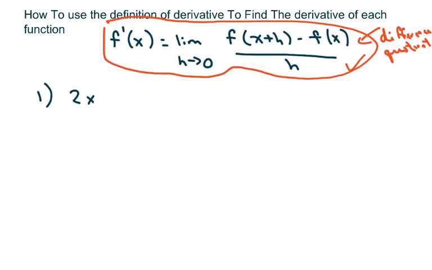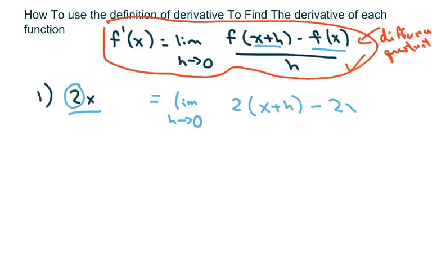So we're going to write this, and then you're going to write this equals the limit as h approaches a very small number, gets closer and closer to 0, and you're going to write your 2 and then plug in this part, then minus your whole function, which is 2x, all over h.